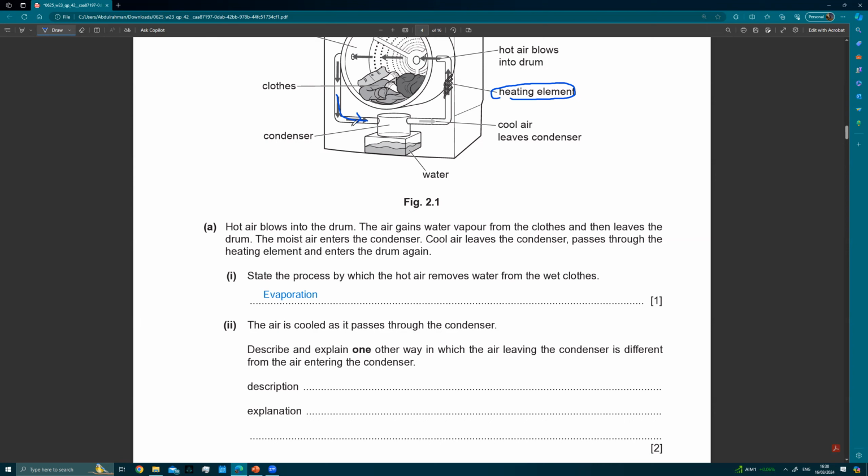Describe and explain one other way in which the air leaving the condenser is different from the air entering the condenser. So yeah, the first thing is the air entering the condenser is hotter than the air leaving the condenser. But we need to state another way. Another thing is the air entering the condenser is very moist, very humid. It has a lot of water vapor. Whereas the air leaving the condenser would have lost the water because the water condensed. So it's drier, less humid, less moist. However you want to phrase it, I'm going to say that the air is drier. And why? Because the water vapor has condensed.